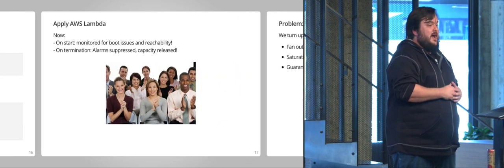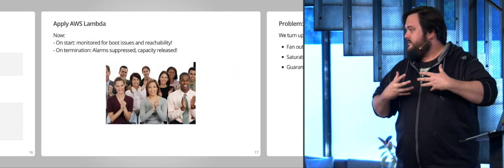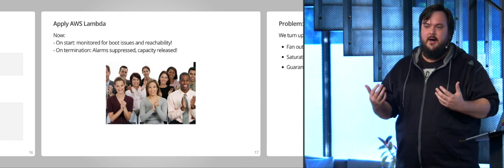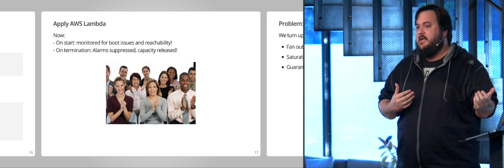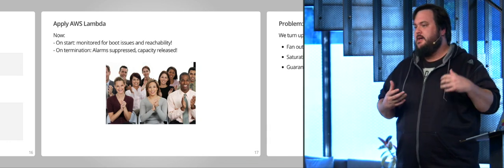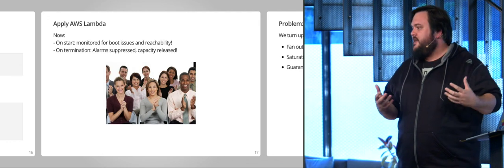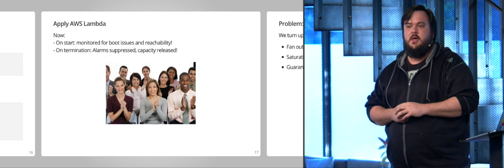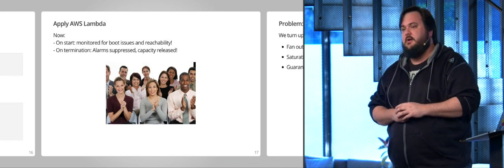All right, so now, using this AWS Lambda that we've built, that we've published, that is plugged into both APIs, when a machine starts up, it's monitored for boot issues and reachability straight away, right? Zabbix is aware that it exists, even if it hasn't self-registered, even if it's not reachable, even if it fails to boot. So we can trigger alarms on these scenarios.